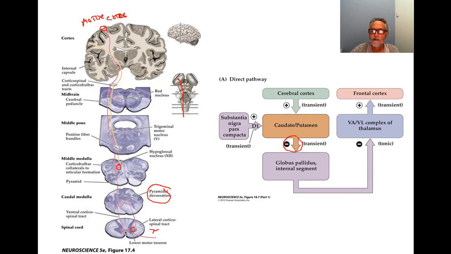Now the globus pallidus is normally inhibiting the thalamus, so you can see, hopefully, and Steve will explain this in more detail, that if these excite the caudate and the putamen, which will inhibit the globus pallidus, we'll stop that inhibitory pathway, and so this excitation will be allowed to go ahead. So it's building together inhibition on inhibition to get excitation.